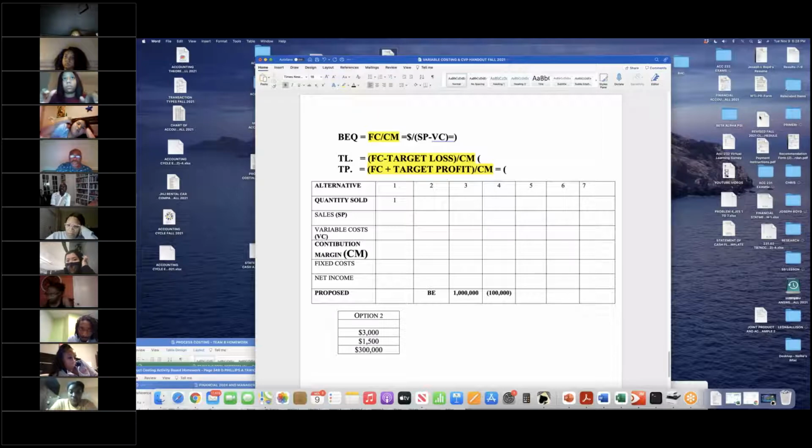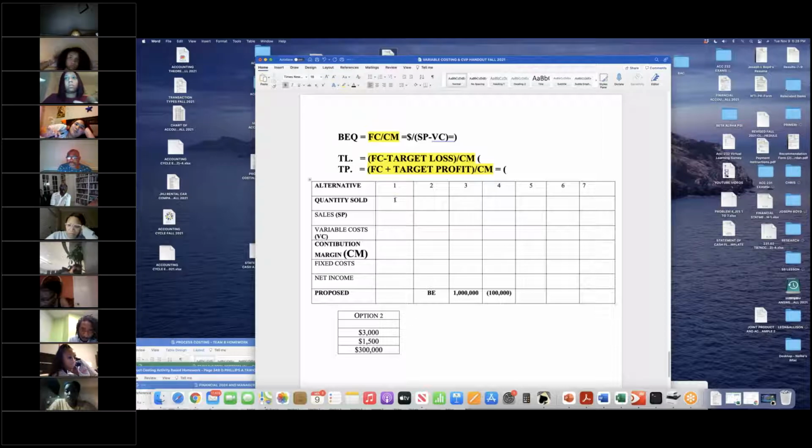I have a question. Where is it the same amount? Like the 150? It is right here. Okay, 1,500. For the break even, 3,000; for the 1,500,000, and for the 100,000, 300,000, right? I just want to confirm.